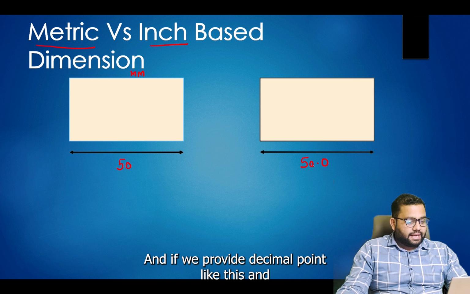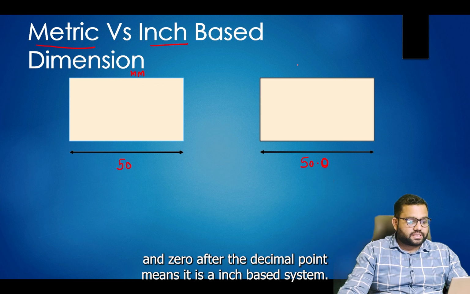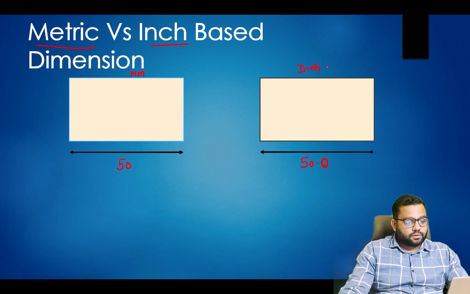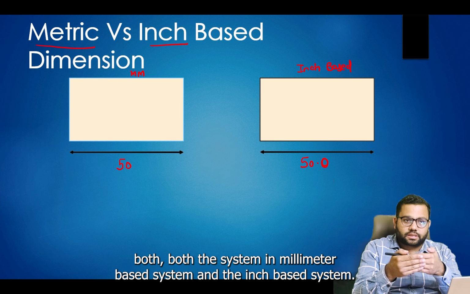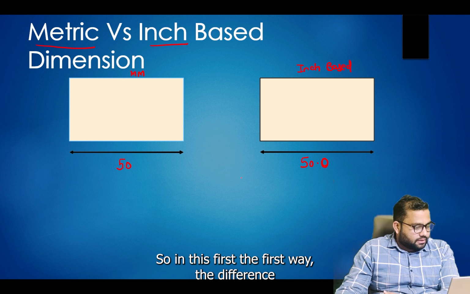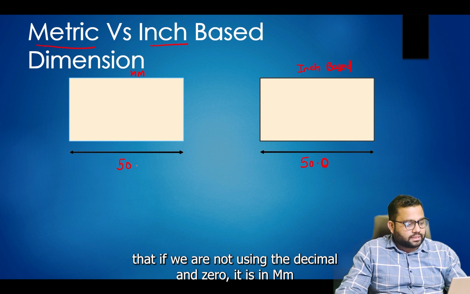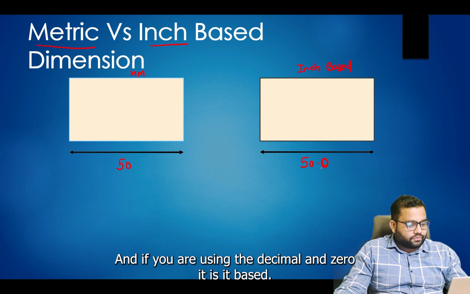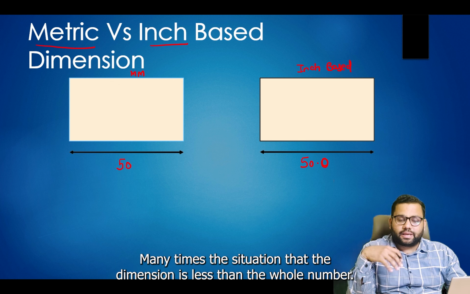And if we provide a decimal point like this and zero after the decimal point, it means it is an inch based system. So in today's session, we are going to understand this difference between both systems, the millimeter based system and the inch based system. The first major difference in identifying the metric system and the inch based system is this: if we are not using the decimal and zero, it is millimeter, and if we are using the decimal and zero, it is inch based.